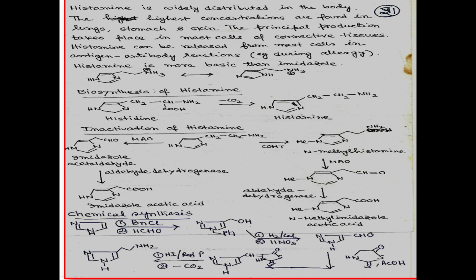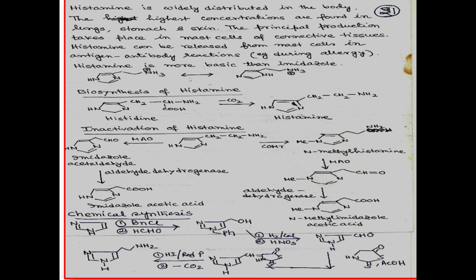Now let us consider the biosynthesis of histamine and all these things in this slide. Histamine is widely distributed in our body and the highest concentrations are found in the lung, stomach and skin. The lungs are H1 and the stomach is H2. The principal production takes place in the mast cells of connective tissues, and histamine can be released from mast cells in the antigen antibody reaction. As a result, in some persons excessive histamine release due to the antigen antibody interaction may lead to allergy.